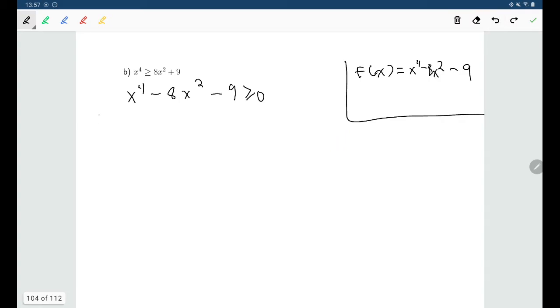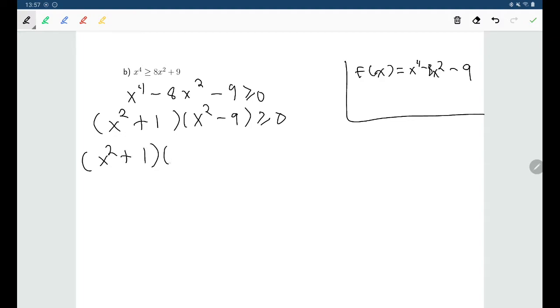The idea is that once you've done that, it would factor out as (x squared plus 1) times (x squared minus 9). The x squared plus 1 won't factor any further, but the x squared minus 9 will. It'll factor as (x minus 3)(x plus 3).